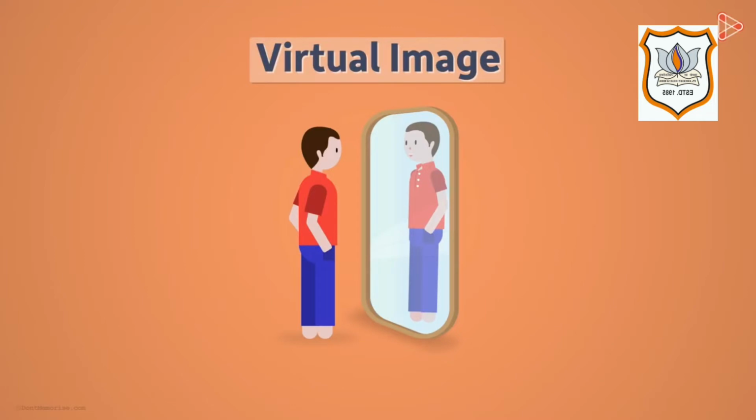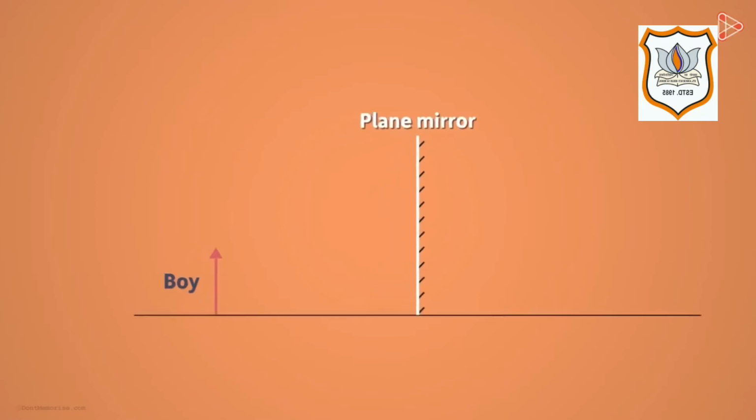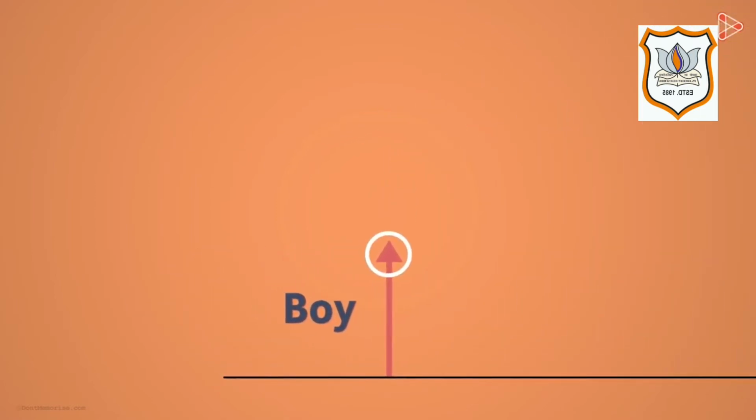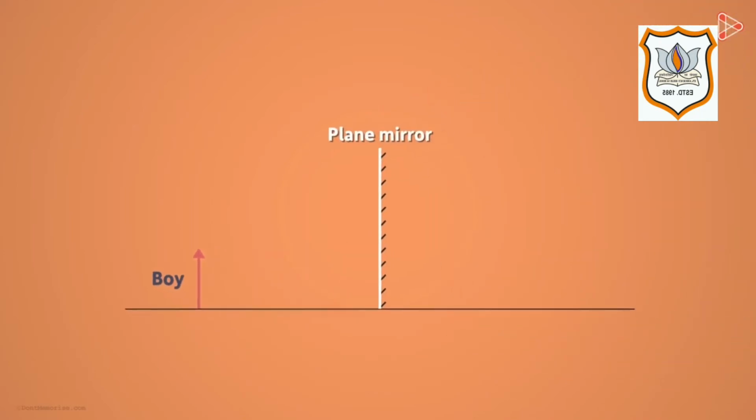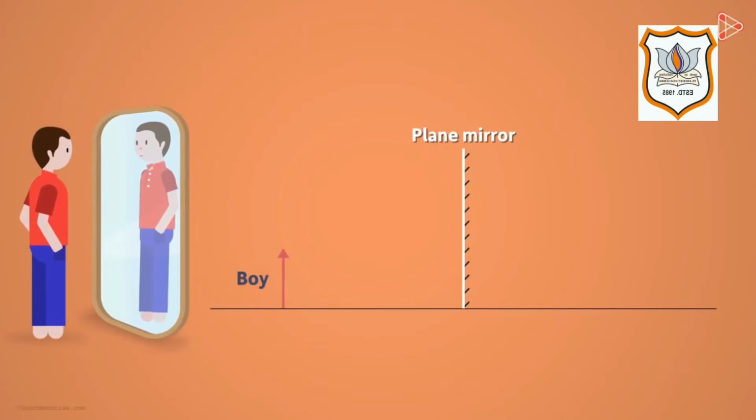In order to explain what a virtual image is, let's first simplify this image. Let's represent this boy with an arrow pointing up. And here is our plane mirror. You can assume the top of the arrow to be the top of the head of the boy. Now, where is the image of the boy formed? When we see the image in the mirror, it seems to us that the image is formed somewhere behind the mirror. But there is nothing behind the mirror, right?